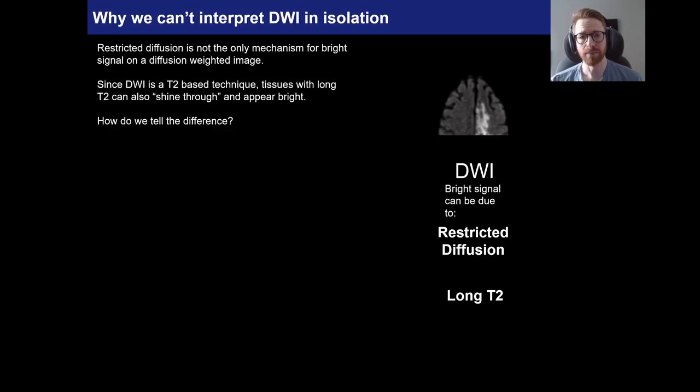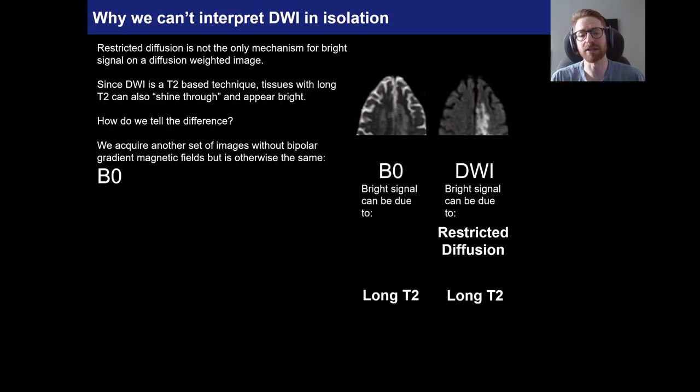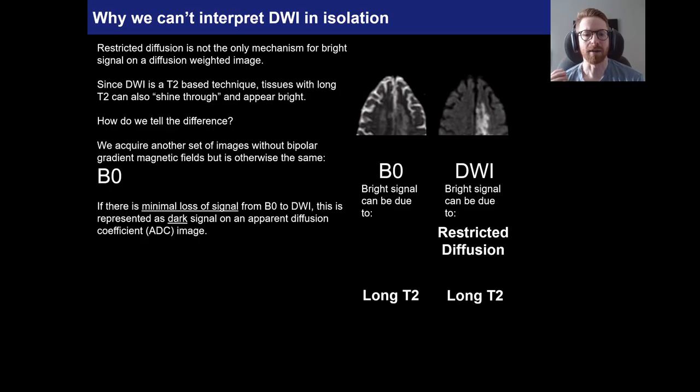So what we do is we acquire another sequence, another set of images called the B0, which is identical to the diffusion-weighted image sequence, except we leave out the bipolar gradient magnetic fields. We leave out the diffusion weighting. So bright signal on a B0 image is only going to be reflective of tissues with a long T2, and obviously proton density. But that's true for any image. Proton density comes into play in every image we look at. But anyways, okay, so let's talk about the ADC now.